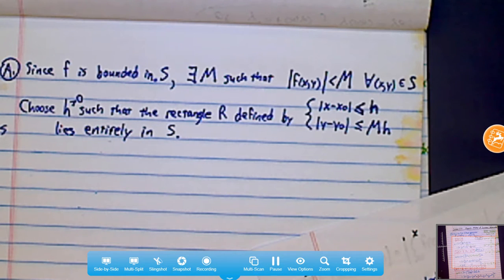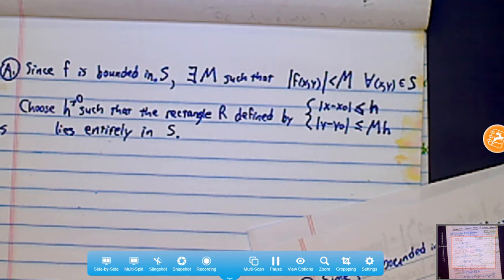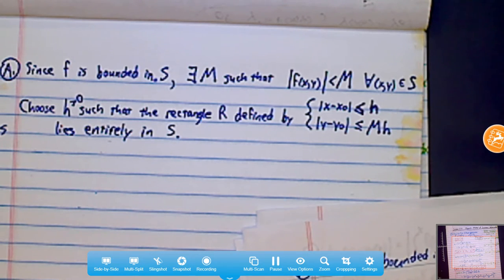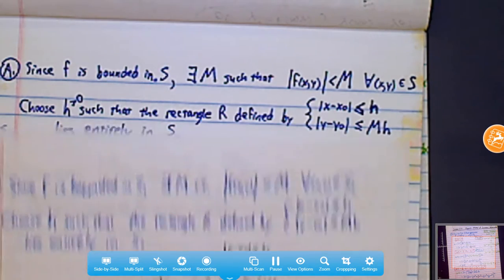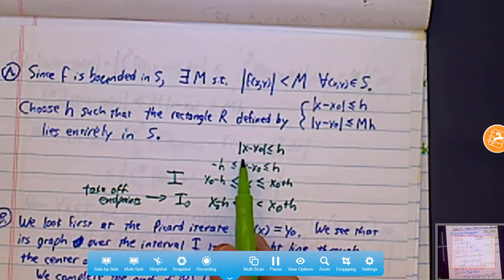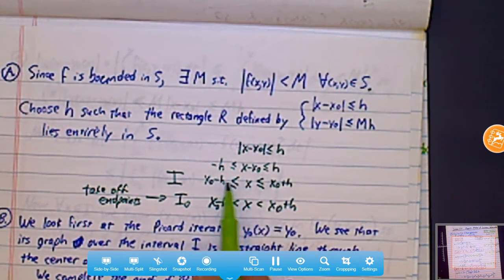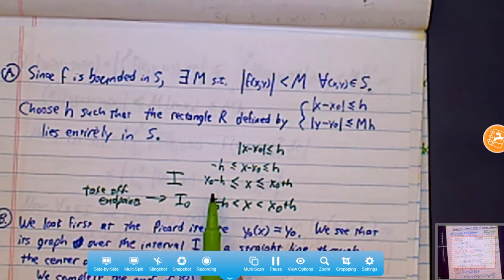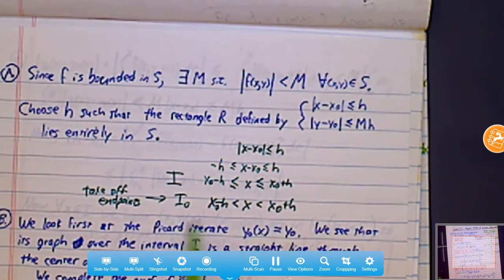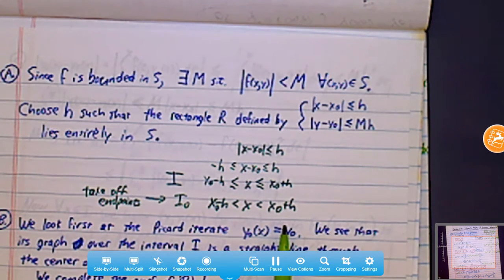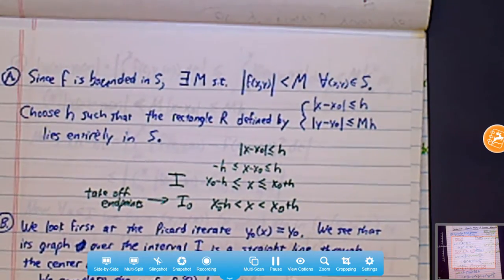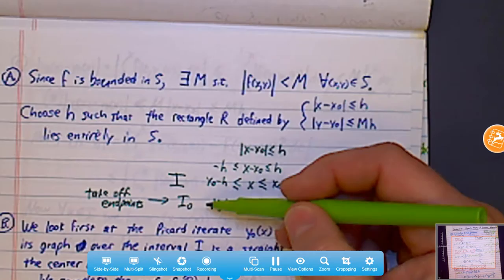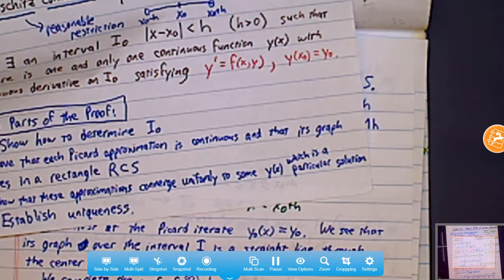So what are the calculations? Well, let me write a few things down. I guess we have everything, right? I showed you guys all this already. If you have the absolute value of x minus x naught less than or equal to h, you can do this, and then your interval is this. And now for I naught, you just take off the endpoints. So basically, that's the story. How do you find the open interval? Part A: show how to determine the open interval.